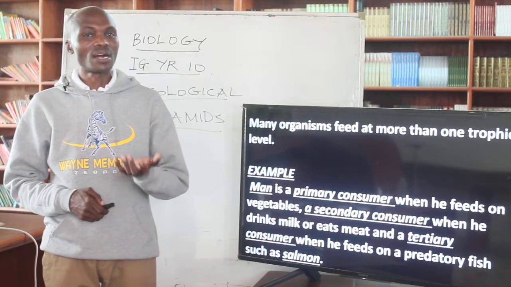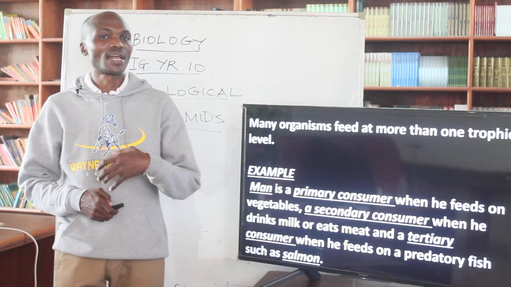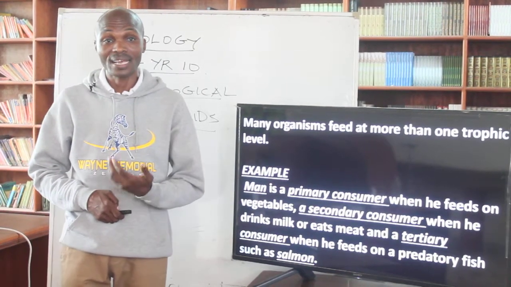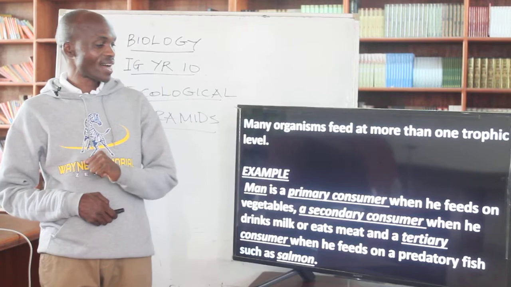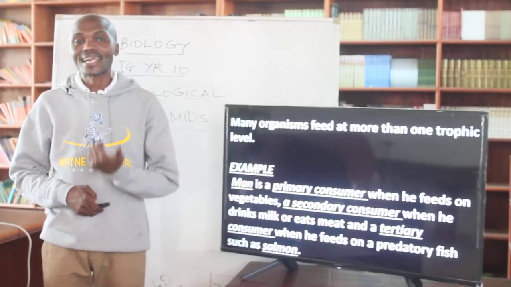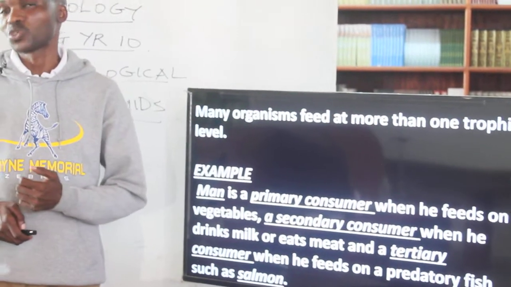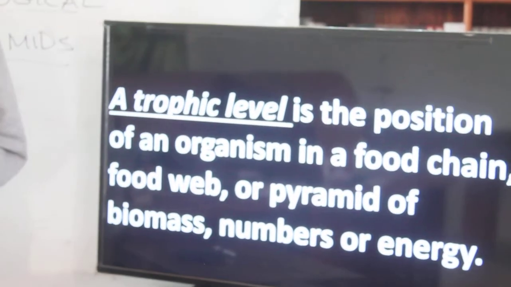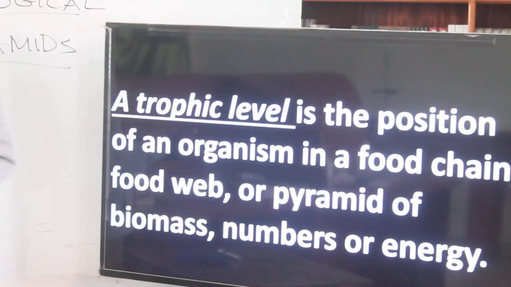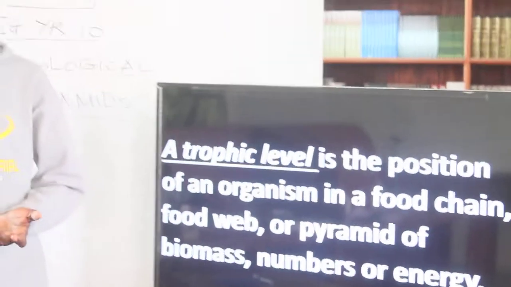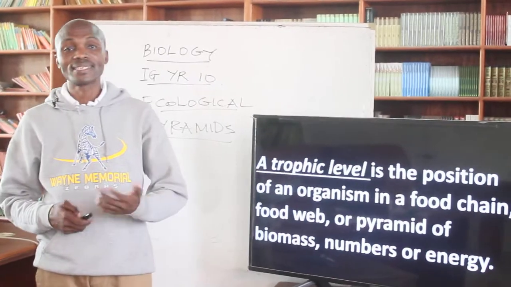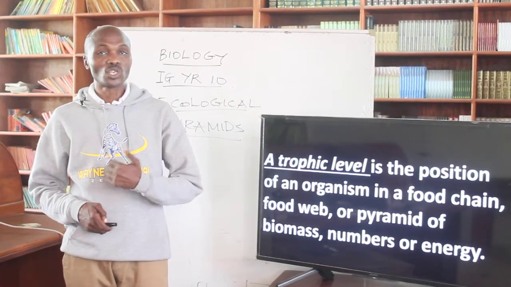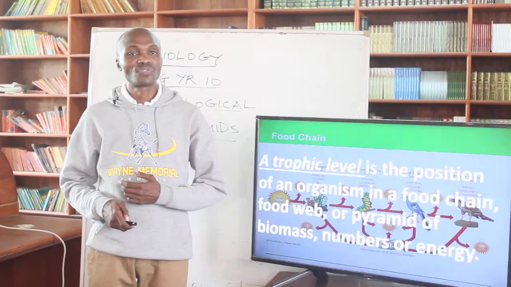When you also feed on something like a fish, which is also predatory, like the salmon, then you are no longer a secondary consumer, but you are classified as a tertiary consumer. So a trophic level is the position an organism occupies in a food chain, a food web, or a pyramid of biomass, numbers, or even energy. So that position, the level, is what we are referring to as our trophic level.